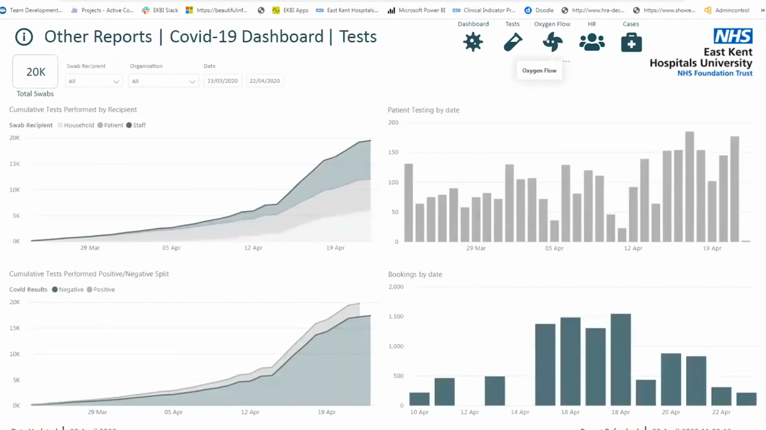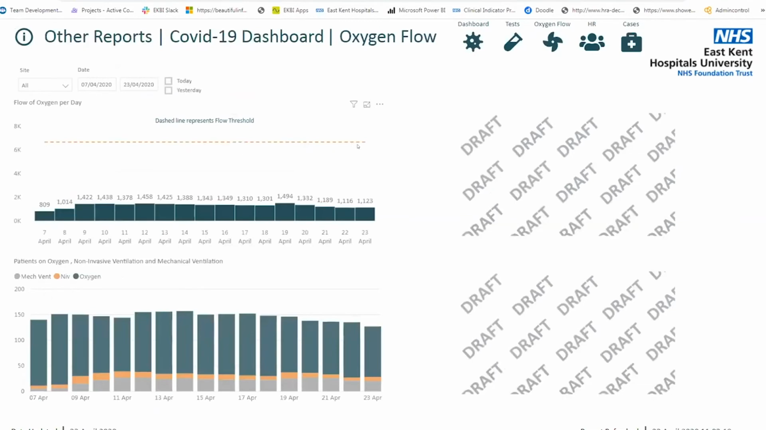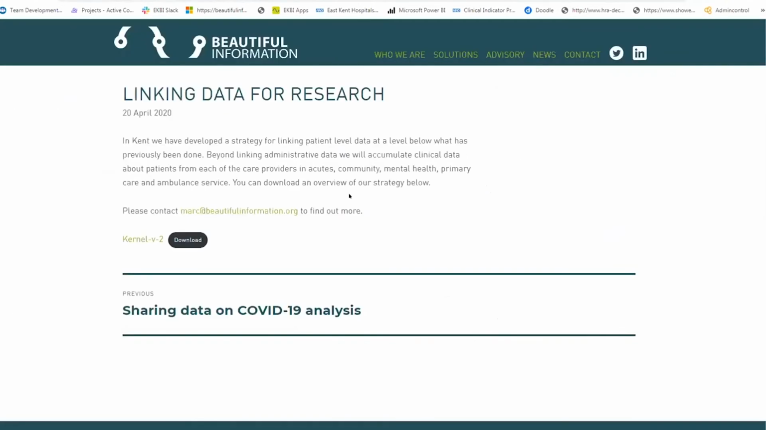The next big thing for us is working out swabbing, how many people we're swabbing, which is here. A lot of people are starting to worry about oxygen flow. We think we're okay down in Kent for now. This is our oxygen capacity, so we look well within that for different types of oxygen at the moment. But at different levels, we're doing different analyses.